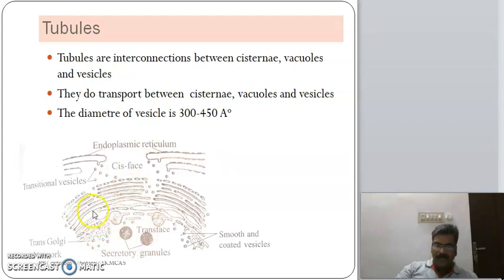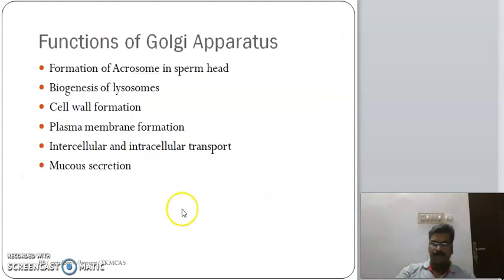And another structure is there. You can see here the adjacent cisternae are connected together with the help of branched structures, a connection between adjacent cisternae with tube-like structures, and they are called tubules. The tubules help the transport of materials from cisternae, vacuoles and vesicles. So the interconnectivity between the different cellular structures is with the help of tubules.